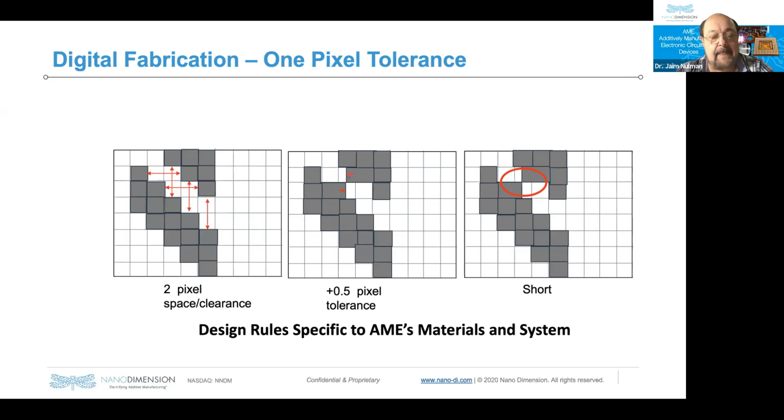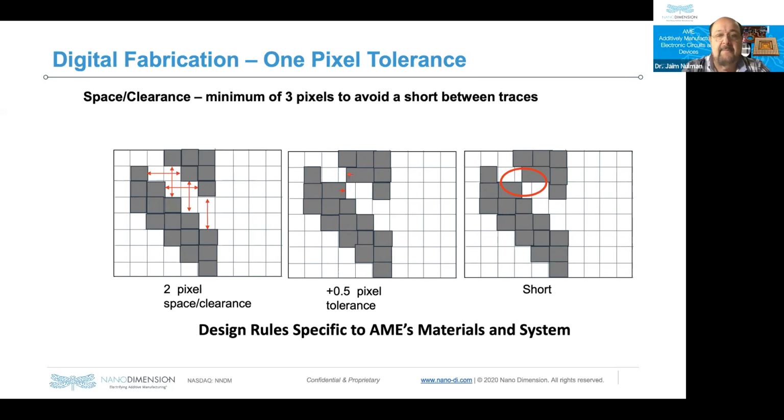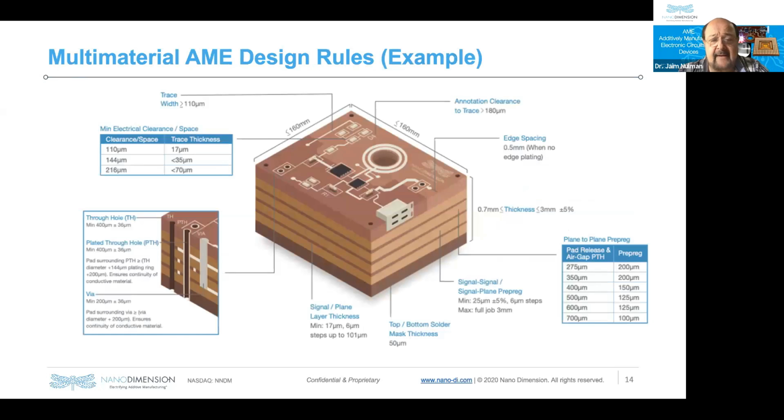What we see here is that the minimum required is at least 2 pixels of space and clearance. However, we typically recommend a 3 pixel distance for clearance, to ensure you have no shorts and a proper definition of the electrical material as well as vias and so on. So typically we operate on a recommended 3 pixel design rule. Based on that, a comprehensive set of design rules is generated, which are specific to the materials as well as the system itself.